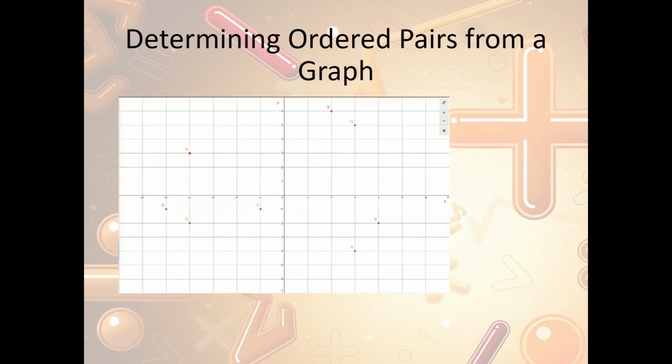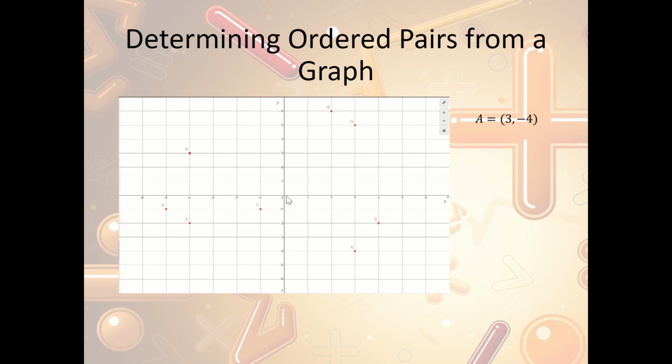Now part of this is being able to plot the points, but the other part of it is being able to recognize the points once they're already graphed. So in this case, I'm given some points and asked to find where those ordered pairs are. So let's look at A, which is here. Well, I can see that my x value is 1, 2, 3, and my y value is down 1, 2, 3, 4. So it's x equals 3, y equals negative 4. So that would be my point for point A.